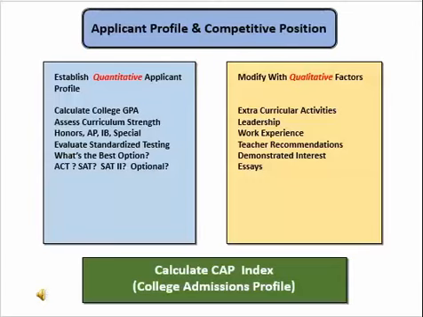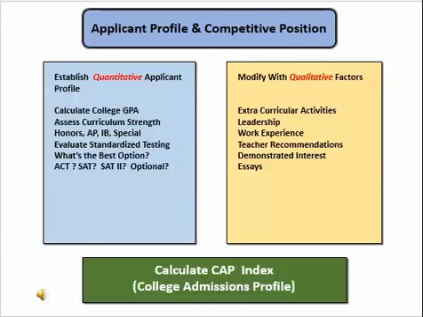What do I mean by establishing a competitive position? A quantitative piece of this involves looking at and evaluating the grade point average in college prep subjects, assessing the curriculum strength that the student has taken advantage of in his high school. So for example, has the student taken honors, AP, IB, or special type accelerated courses? How has the student done on standardized testing? And in some cases, we have students who are taking the SAT and they really should be taking the ACT.